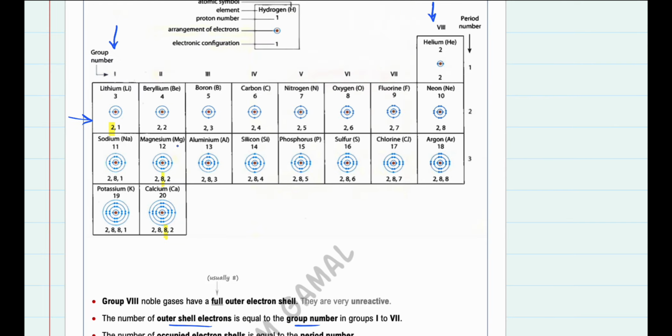Let's take magnesium as an example. It's found in group 2, that's why it has 2 outer electrons. And it's found in period 3, that's why it has 3 shells around the nucleus.